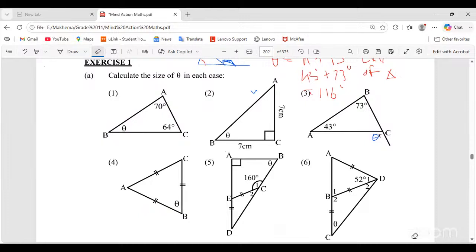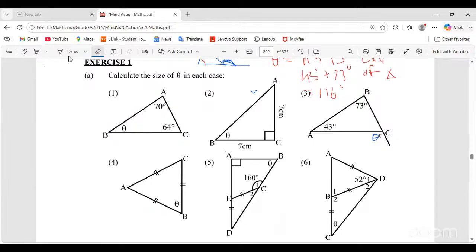So let's interpret this triangle just to ensure that we know what we are given and what we are required to find. Now, we can see that the triangle ABD is a right angled triangle. Why? Because of that right angle there that is equal to 90 degrees. Okay, we want theta here. We are given that in triangle EDC, EC is equal to ED.